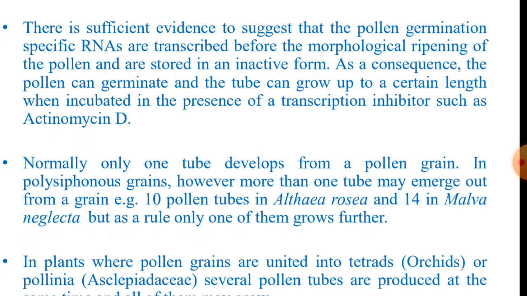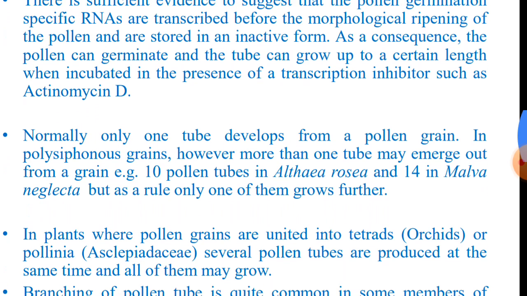As a consequence, the pollen can germinate and the tube can grow up to a certain length when incubated in the presence of a transcription inhibitor such as actinomycin D. Actinomycin D is a transcription inhibitor, and if the mature pollen grains are incubated with actinomycin D, germination takes place.